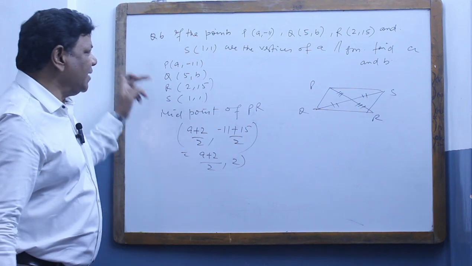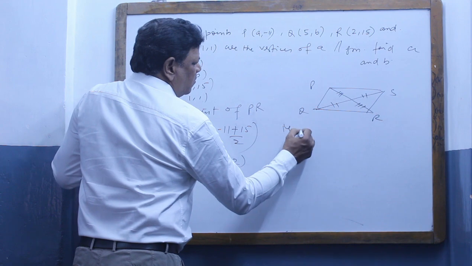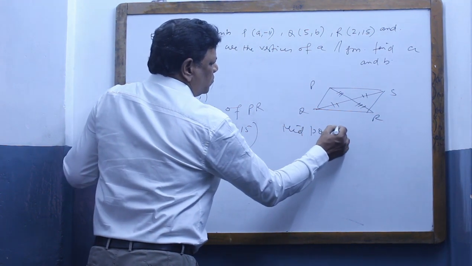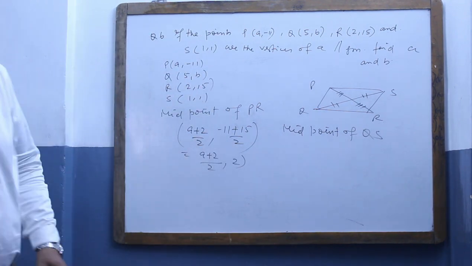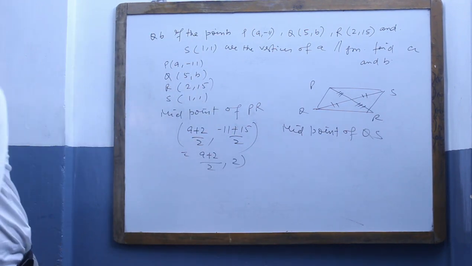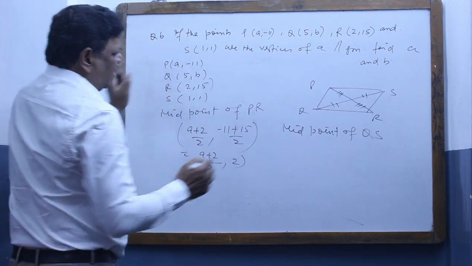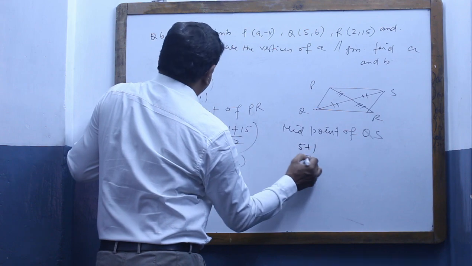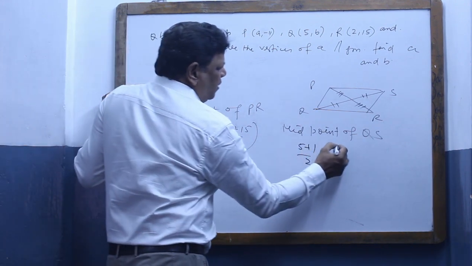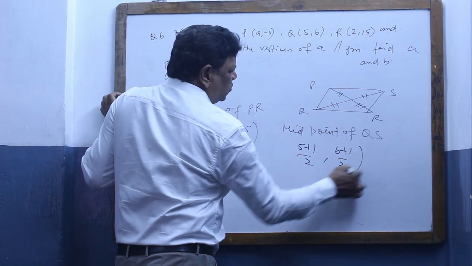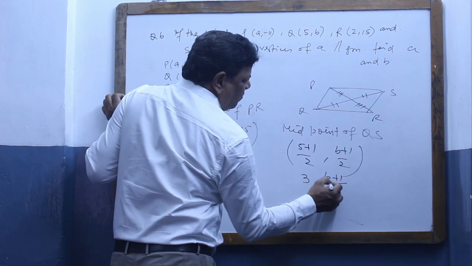Clear? Now we have to find the midpoint of QS. Midpoint of Q and S you have to find out. See what is coming? Q is given 5, here 1. So 5 plus 1 by 2. Here B, here also 1. So B plus 1 by 2. So what is coming? 3 coming here. Here coming B plus 1 by 2.